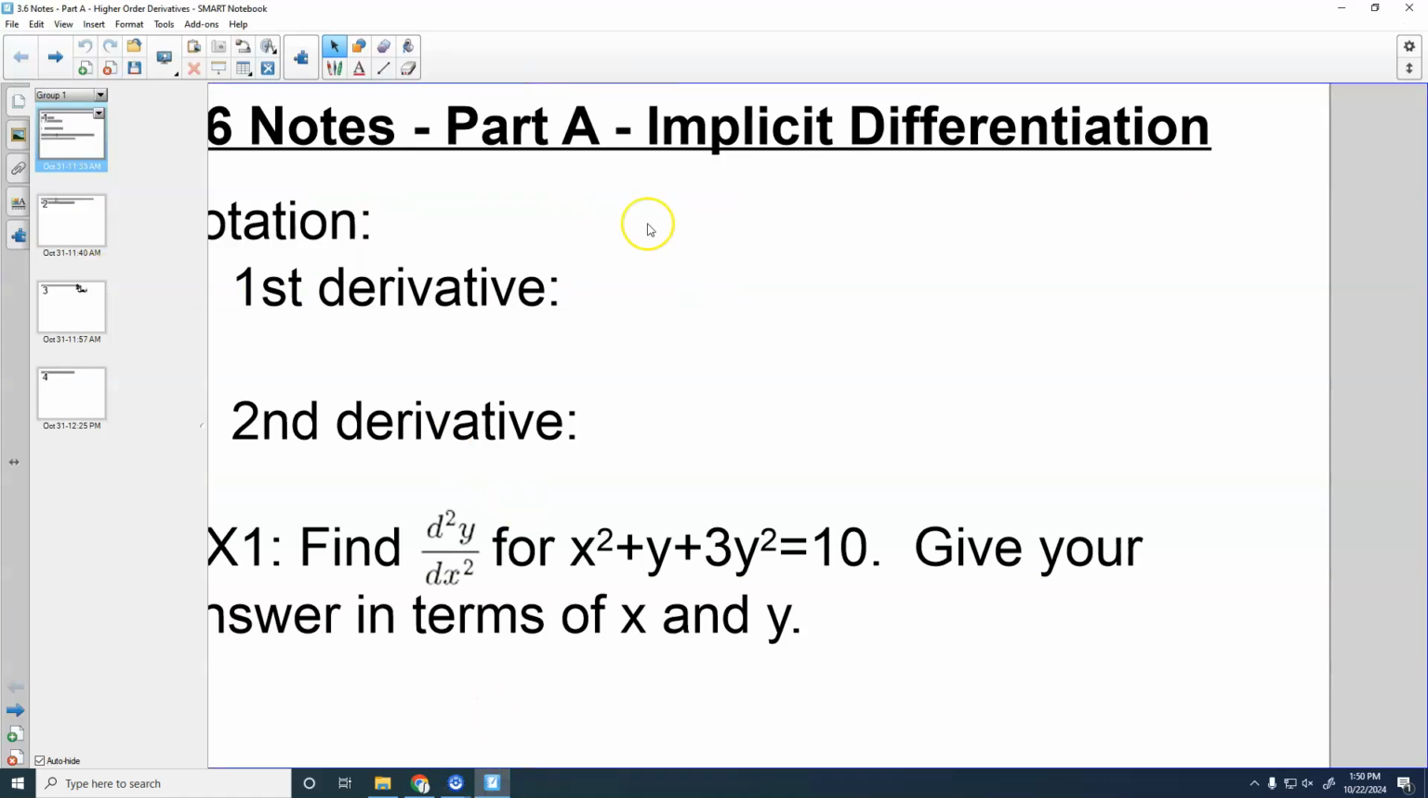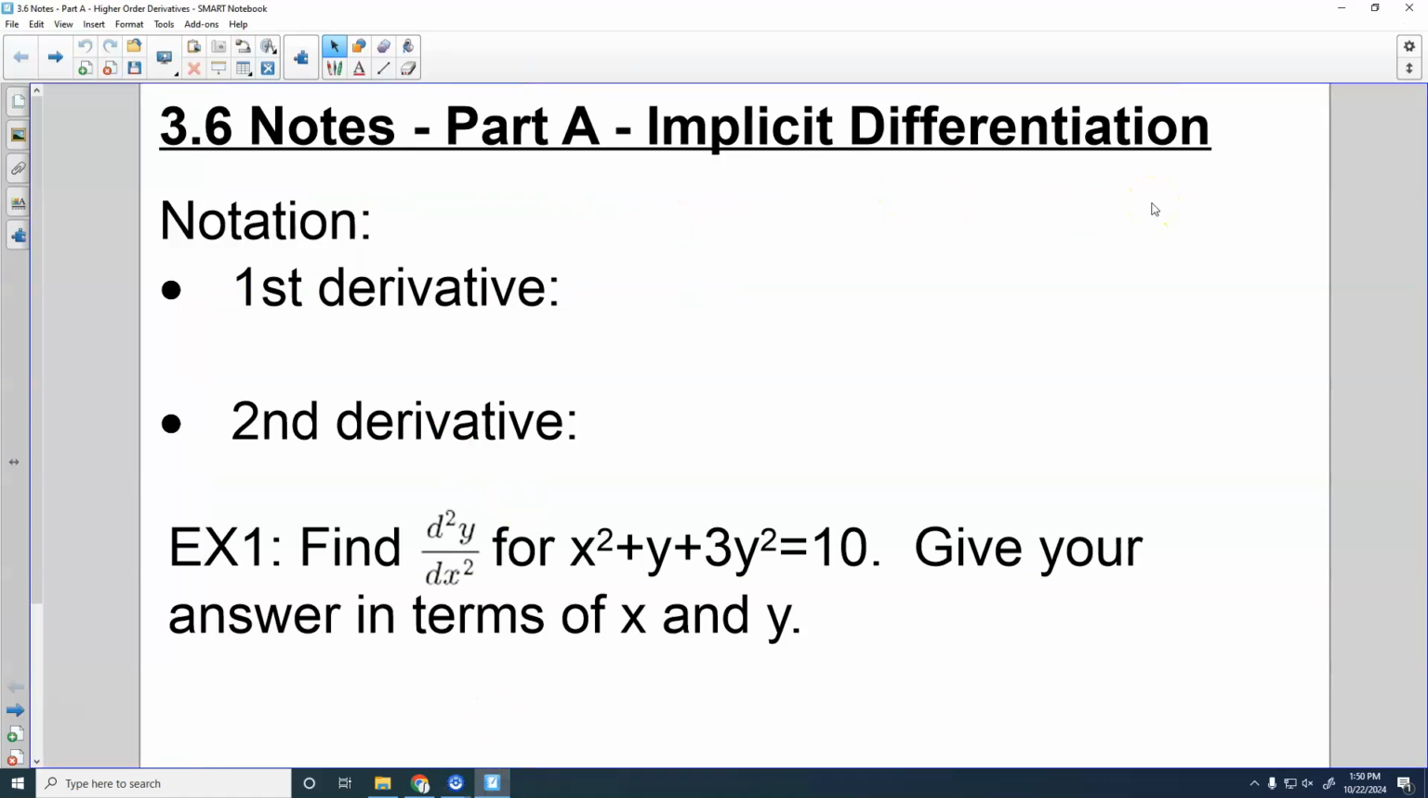Okay. All right. So we're going to do the part of the higher order derivatives for implicit differentiation today. A derivative gives us the slope of the tangent line, or we could think of that as the rate of change of the graph at that point. So you can continue to take the derivative over and over again. You can take a second derivative and a third derivative and a fourth derivative and so on.